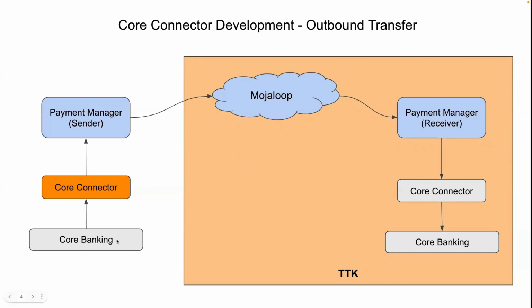Let's say the core banking system here triggers a transfer by asking the core connector. Then the core connector should call the HTTP API for the outbound transfer on port 4001 of the Payment Manager. And then Payment Manager sends FSPIOP requests to the testing toolkit, and the testing toolkit responds with some mock responses. And Payment Manager responds with the synchronous HTTP response to the core connector. And then the core connector can notify the core banking system. So this is a typical outbound transfer flow through the core connector.